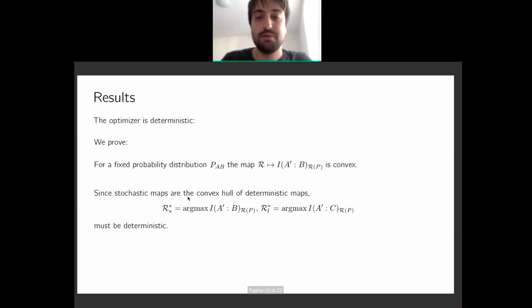And finally, we show that the optimizer for both of these must be a deterministic map. We simply show that for a fixed bipartite probability distribution of two systems A and B, if we take the map from some map R to the mutual information when we apply the map to one of the two systems, seen as a map between the stochastic maps and the positive real numbers, then this is a convex map. And by standard convex optimization, since the stochastic maps are the convex hull of deterministic maps, both of these must be deterministic.